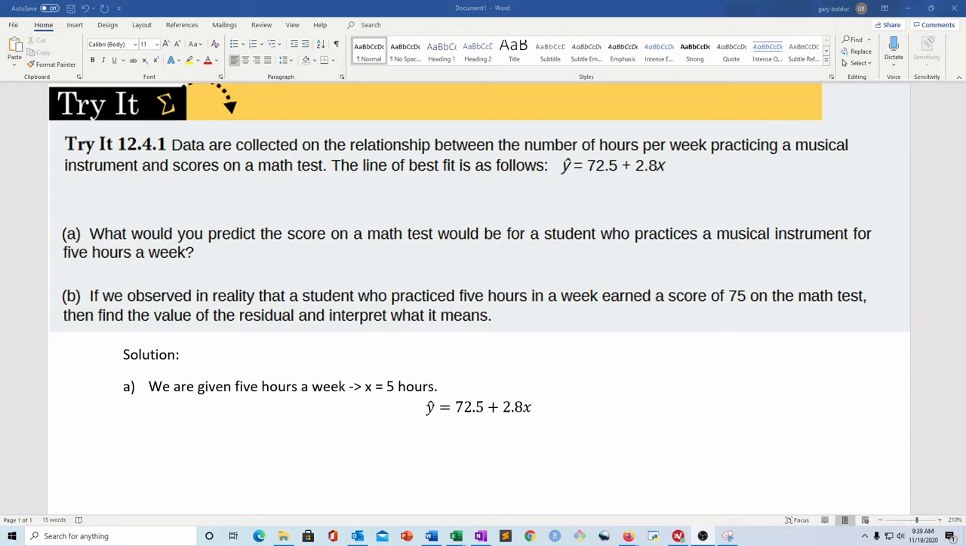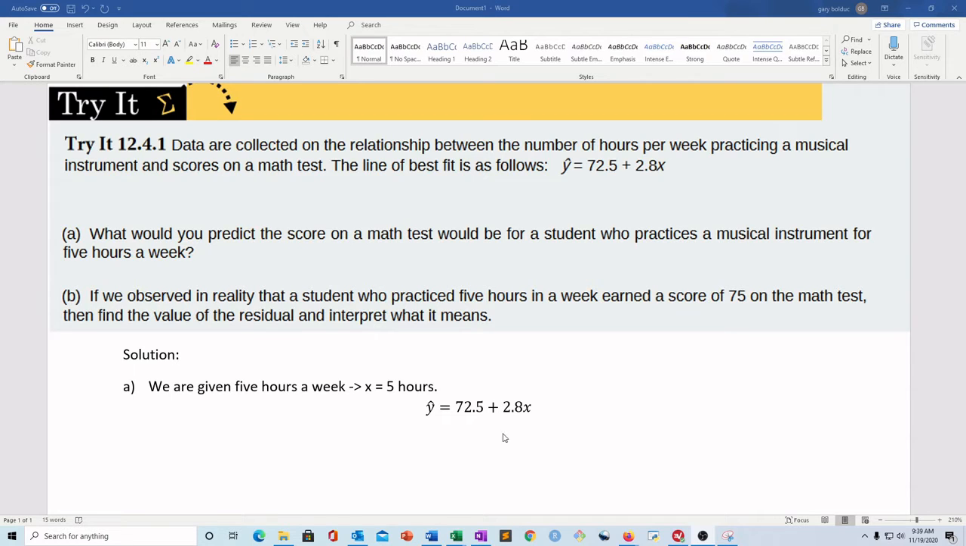So data was collected on the relationship between the number of hours you practice a musical instrument and the scores you get on a math test. From that data, a line of best fit, or remember we've been calling this a regression line, was created, and we ended up with this. So y hat equals 72.5 plus 2.8x.